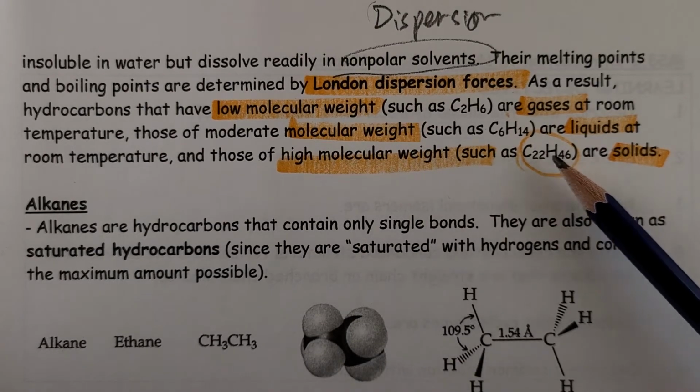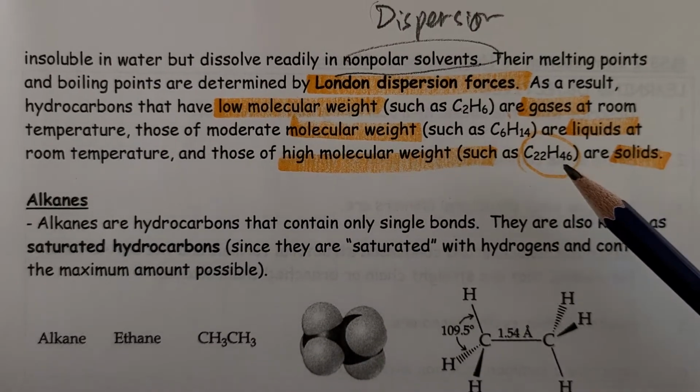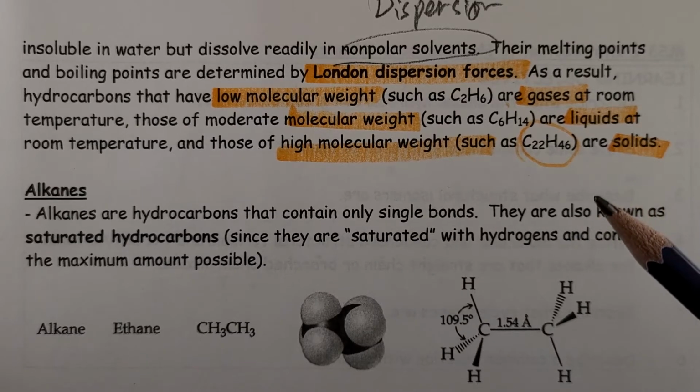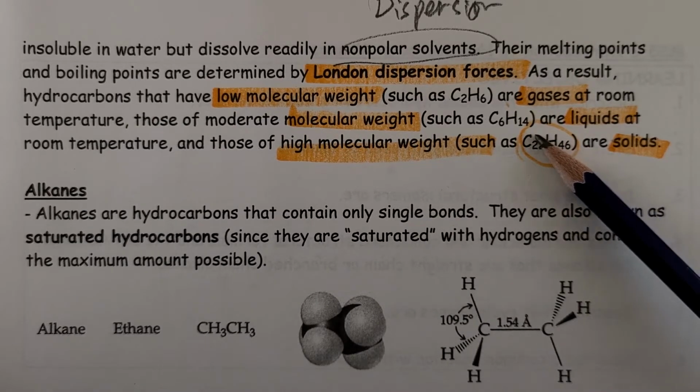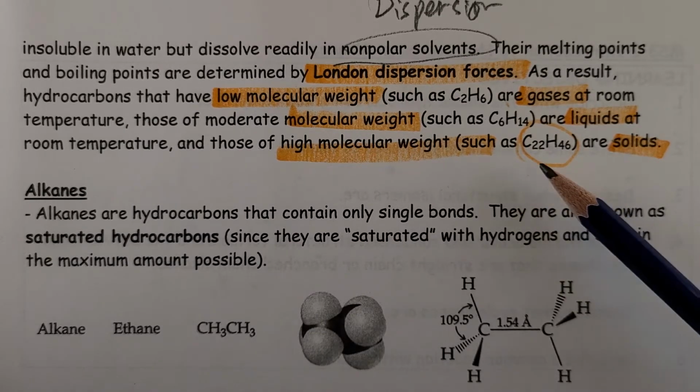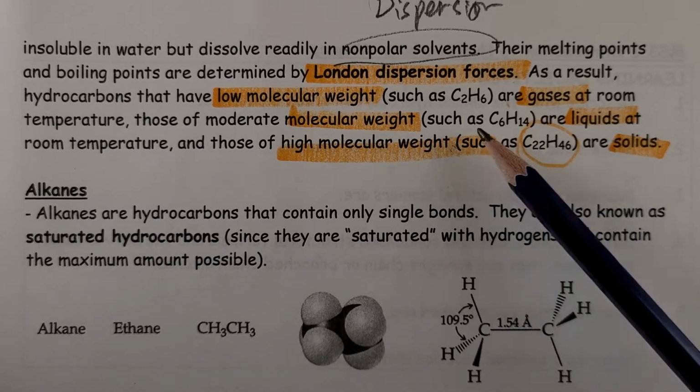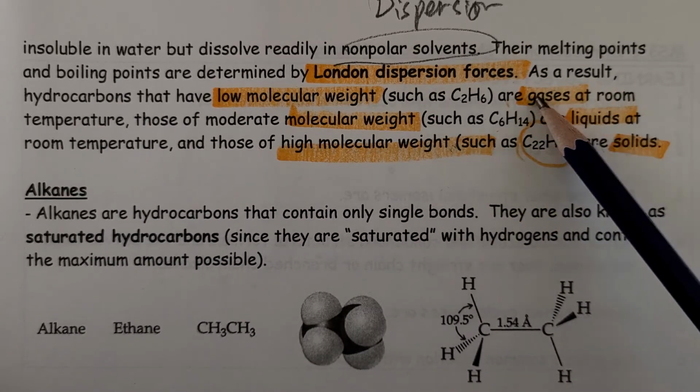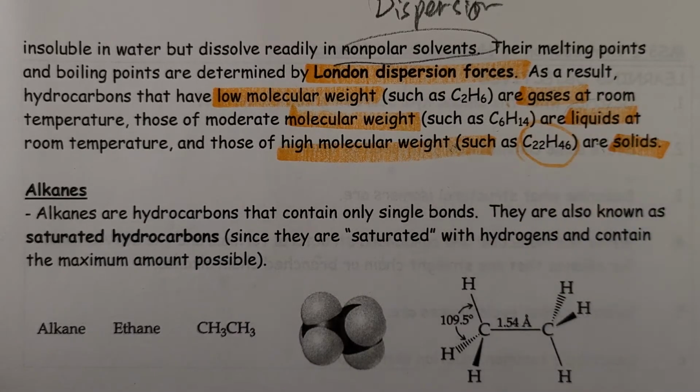Because of the larger dispersion forces, we need more energy to pull the molecules apart, because they're really attracted to each other due to all those electrons rearranging themselves and causing temporary and induced dipoles. So large molar mass, solids. Lower, gases. And in between, we would have liquids.